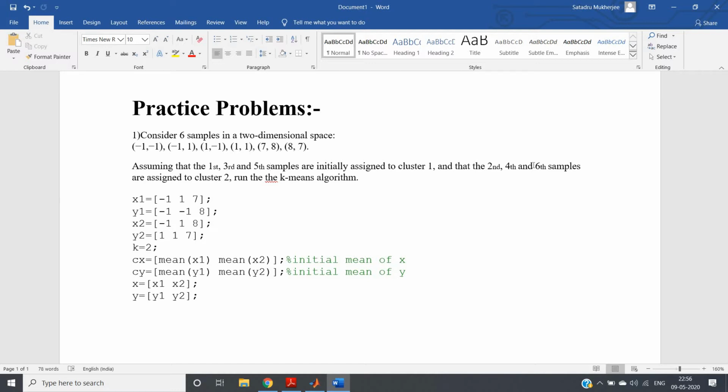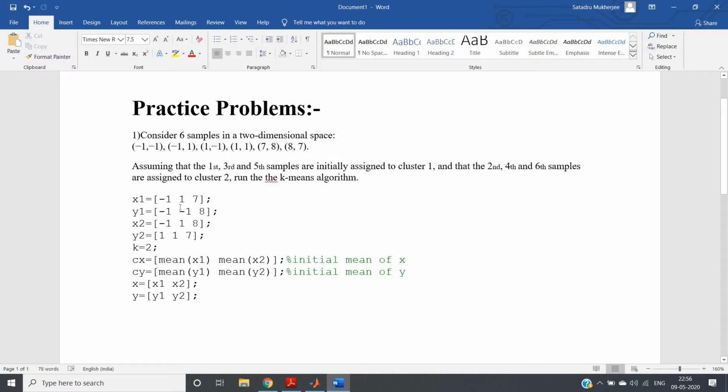See, we are having two clusters, so obviously two means will be formed, right? Two means, two X coordinates and two Y coordinates. Now we can get the X and Y coordinate means using the mean of the first, third and fifth samples in case of cluster 1 and the second, fourth and sixth samples in case of cluster 2.